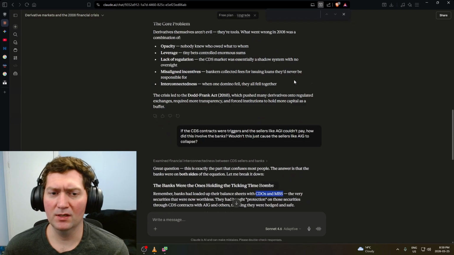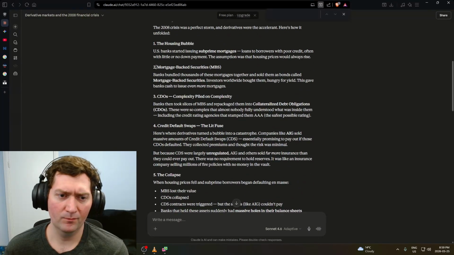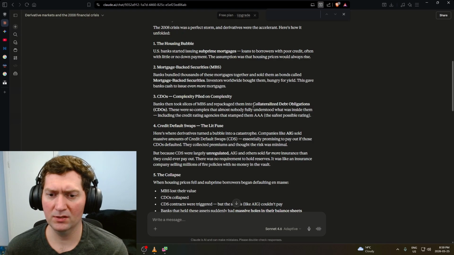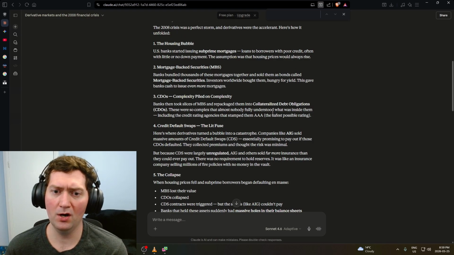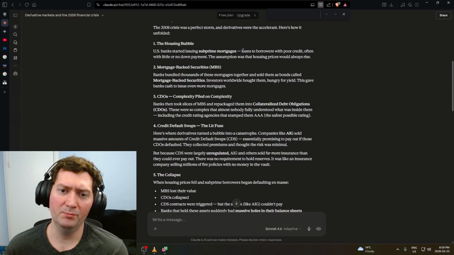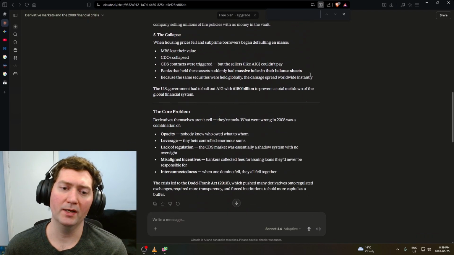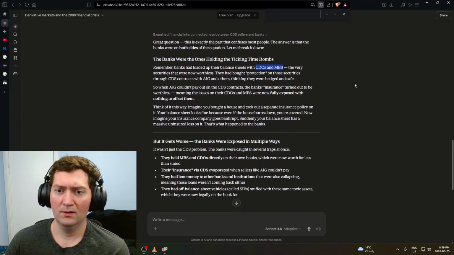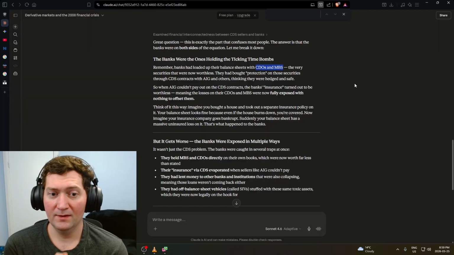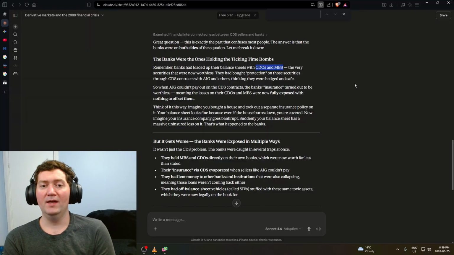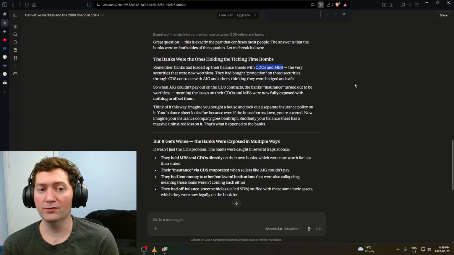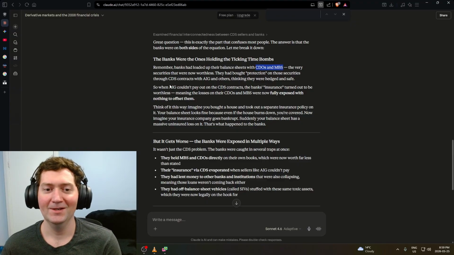So these are the mortgage-backed securities and CDOs, collateralized debt obligations, which are fundamentally built up of loans to borrowers with poor credit. The very securities that were now worthless, they had bought protection on through contracts.